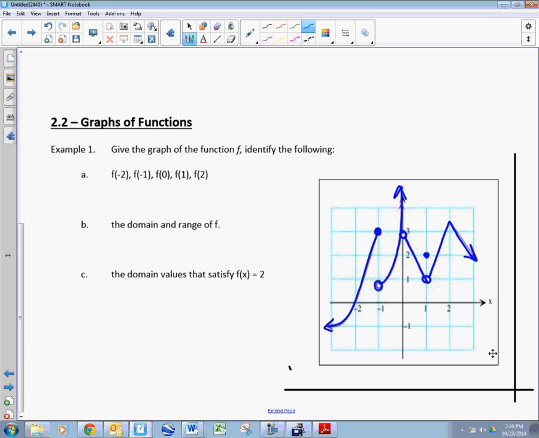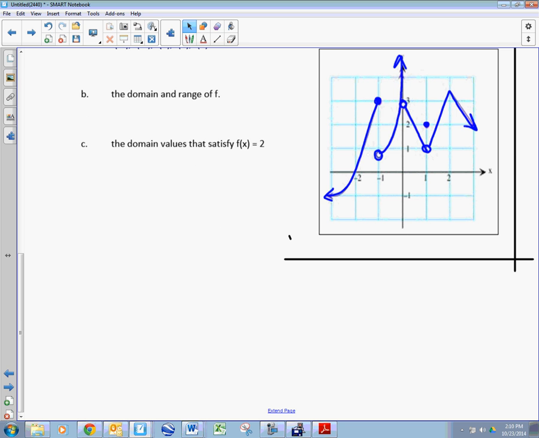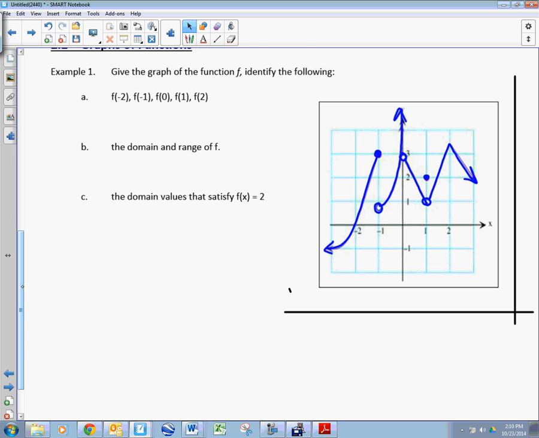So we evaluated functions analytically by just simply plugging it in and seeing what we came up with. Now we want to actually look at the graph. Today we're going to get a visual representation for a lot of these things. So the graph: given the graph of the function f, identify the following: f of -2, f of -1, f of 0, f of 1, and f of 2.